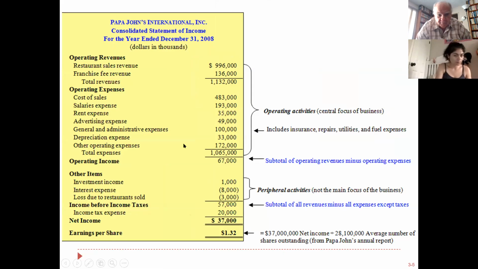Operating expenses, subtract them. Operating income. Look at the other. The other. Investment income. That could have been a dividend from Microsoft. Interest expense. We borrowed money. That has nothing to do with making pizza. And they had to get rid of some of their restaurants. We subtract that and we get something called income before taxes, if you will, and then they're paying a certain amount of taxes. So they had net income of $37,000 and they had X amount of shares outstanding. They earned $1.32 per share.